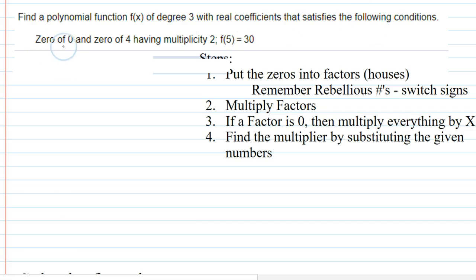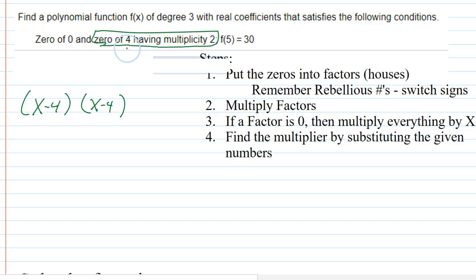It says that we have a 0 of 0 when we have a 0 of 4 having multiplicity of 2. Well, remember, multiplicity means you have the same thing twice. So the 0 of 4 having a multiplicity of 2 means we have two answers of 4. So we're going to have two factors, and it's going to be x minus 4 and x minus 4. That satisfies that. The 0 that is a 0, I realize that sounds weird.